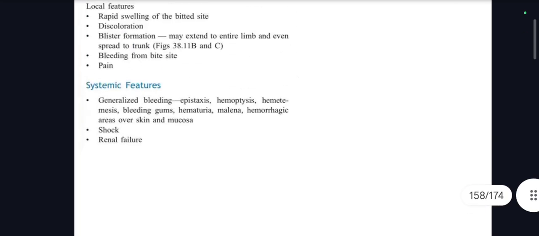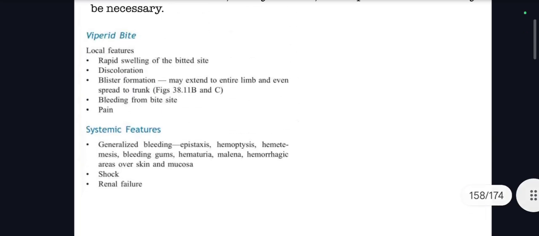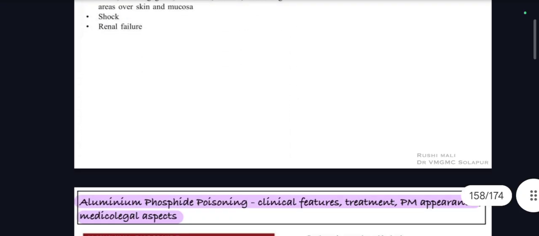Now, yeah, so this was about your viper bite only. Two things: local features, systemic features. In local features, you're going to have swelling of the site, discoloration, blister formation, bleeding, pain. But systemically, you're going to have generalized bleeding, that is epistaxis, hemoptysis, hematemesis, bleeding gums, and renal failure and shock. So these are the points.